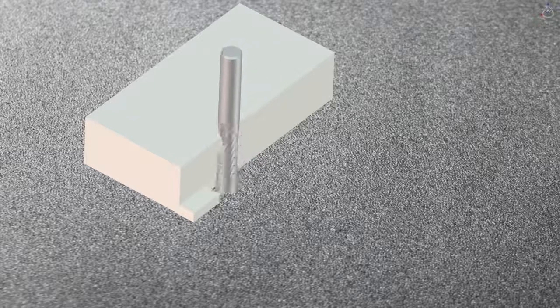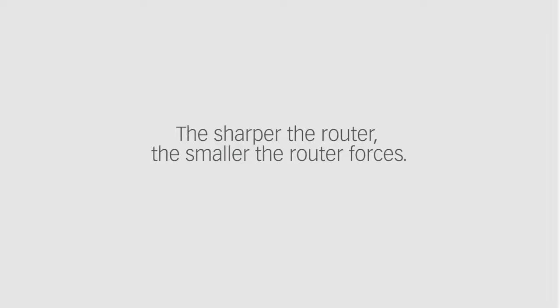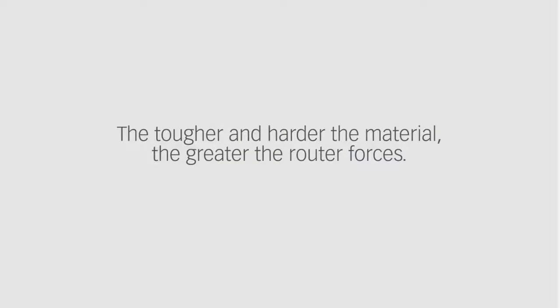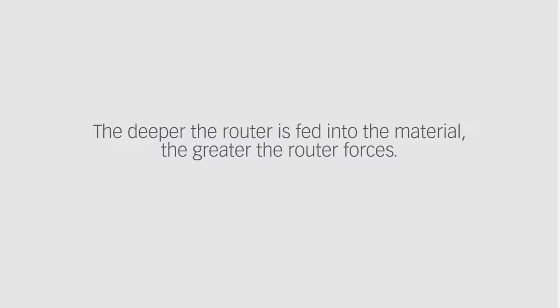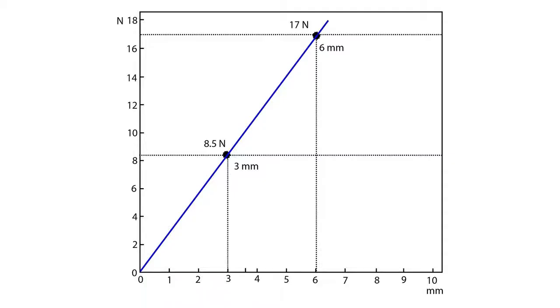Please note the following basic principles. The sharper the router, the smaller the router forces. The tougher and harder the material, the greater the router forces. The deeper the router is fed into the material, the greater the router forces. This relationship is linear. This means that if the in-feed is doubled, the router forces double.